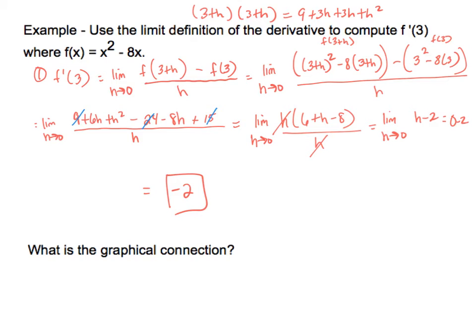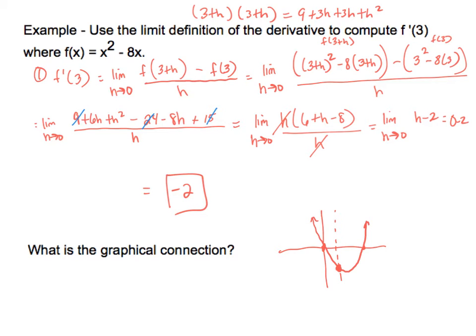Okay, so what's the graphical connection? I want you to always think about this. We started to do this a lot in Chapter 2, but in Chapter 3, we're really going to be analyzing our graphical connection. So we think about the original function, x squared minus 8x. If I graphed it relatively accurately, I would have x-intercepts at 0 and at 8. Okay. At 3 is where we are looking to find the derivative. So roughly here.